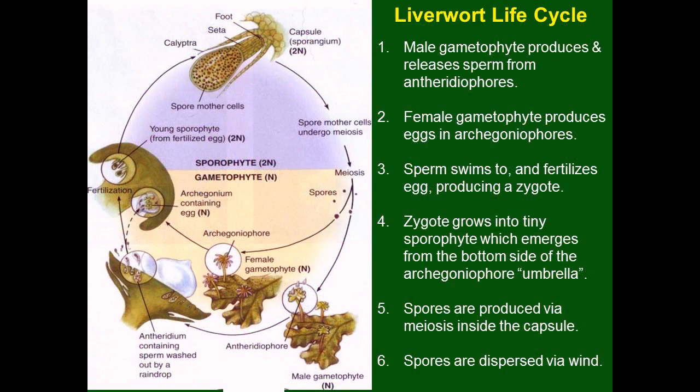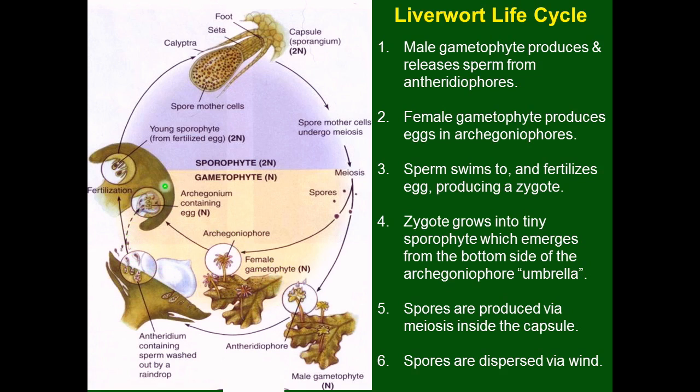Let's take a look at the liverwort life cycle. Off to the left, we can see two distinct colors. Again, the light purple is the sporophyte generation, and the gametophyte is the tan color. So, first off, number one, the male gametophyte produces and releases sperm from the antheridiophores. Two, the female gametophyte produces eggs in archegoniophores. Three, the sperm swims to and fertilizes an egg, producing a zygote.